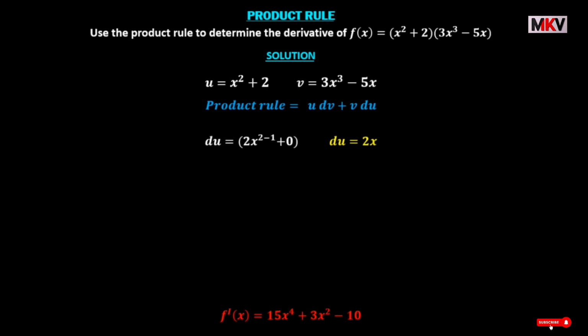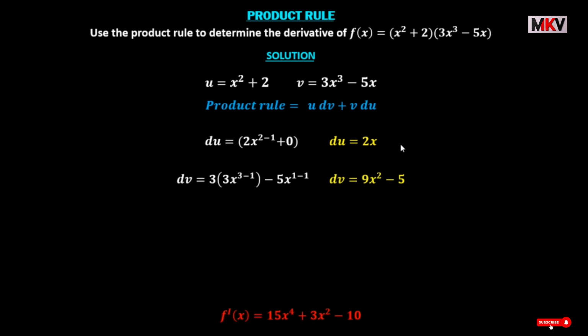So du, u is x squared plus 2. So du will be equal to 2x. The coefficient of x squared is 1, so you separate that. Then we bring the exponent of x squared in front, which is 2. Then subtract 1 from 2, giving us 2x. Now the differential of a constant is 0. Whenever you find the derivative of a constant, you get 0. So the differential of 2 is 0. So du is therefore 2x.